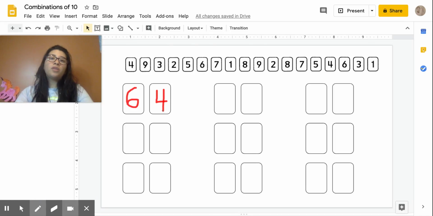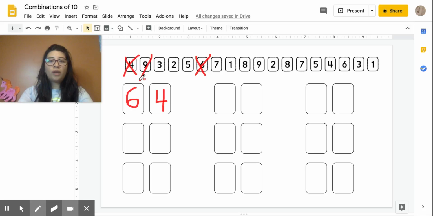So something that you should do so that you don't get confused is you should probably cross out the cards that you already used. I used 6 and I used 4. You don't want to use them again. You're only allowed to use these cards one time each. So I have 6 plus 4 equals 10. What other way can I make 10?